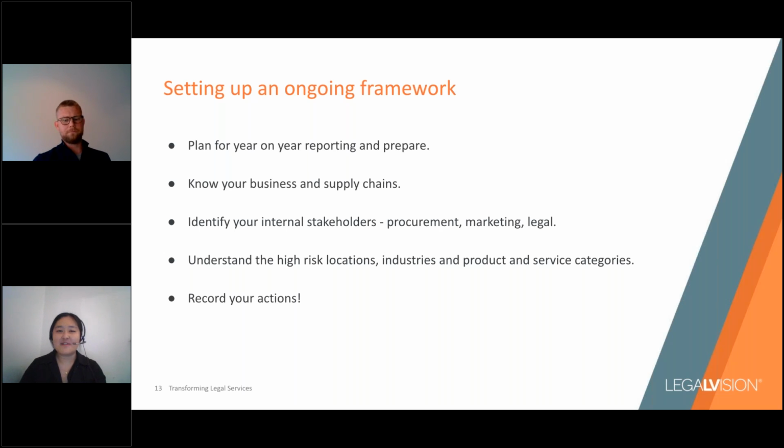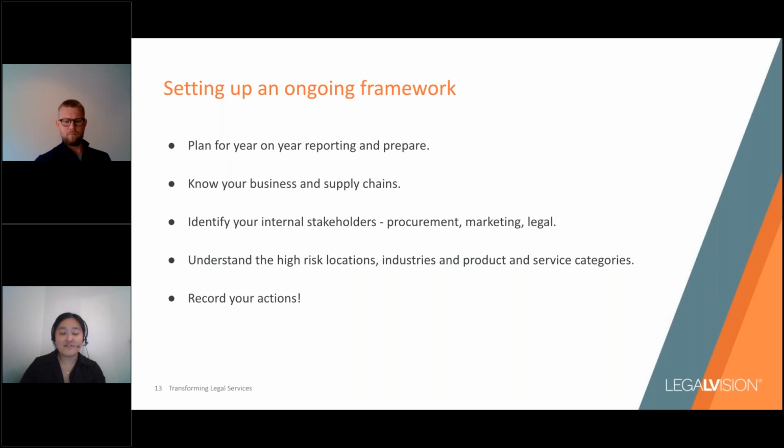And to do that, you really need to identify your internal stakeholders that are going to have input into that statement, and are going to assist with rolling out initiatives or trainings and things like that. And usually we see that be a stakeholder in procurement, because they're going to understand your supply chains the best. Someone from marketing, usually, because they're going to know what your corporate voice is and how you want the statement to look from a branding perspective. And of course, legal, to ensure that the mandatory legal requirements are satisfied in that statement.